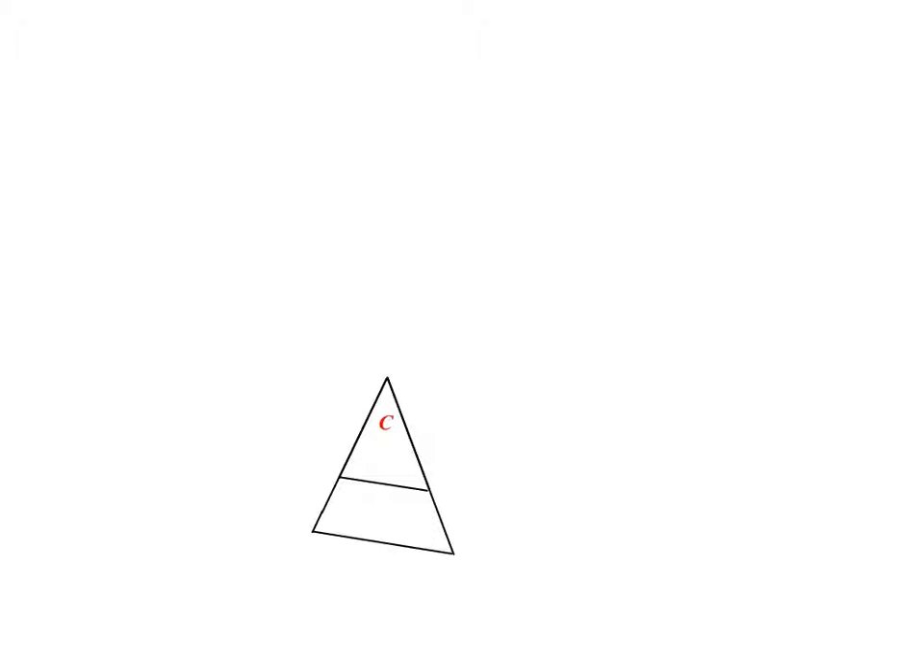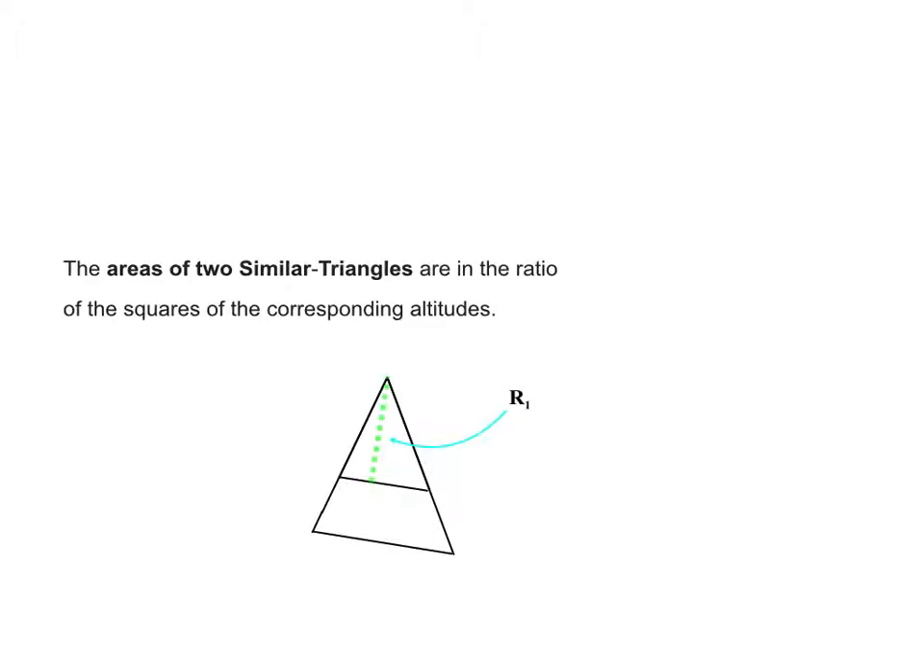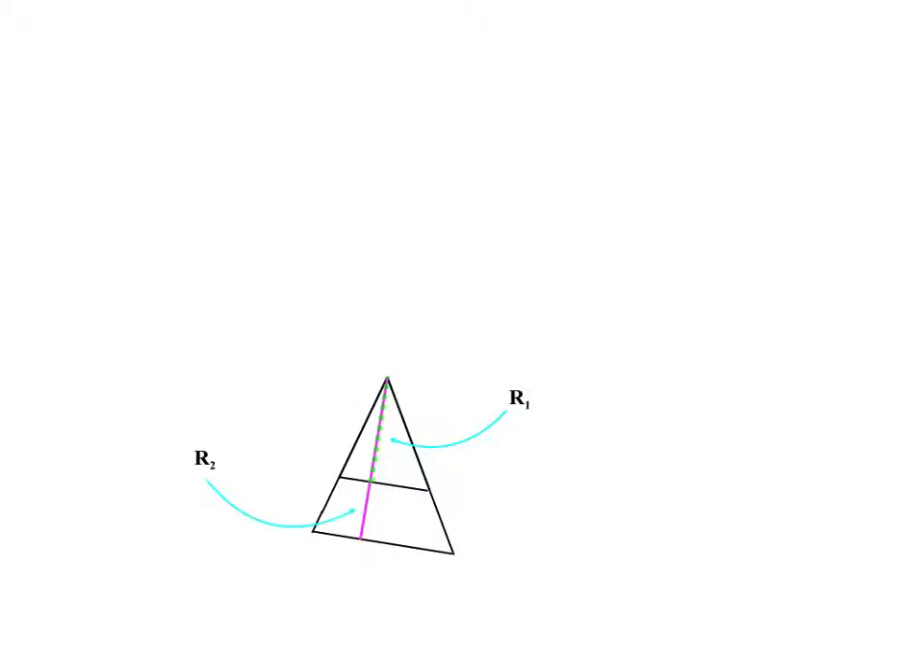Again, we are using geometry to make some approximations, but always remember that we can make the central angle smaller and smaller so that our approximations, at least we might expect, will become closer and closer to reality. It is a theorem in geometry that the areas of 2 similar triangles are in the ratio of the squares of the corresponding altitudes. Here is the altitude of the smaller triangle, R1. Altitude of the larger triangle, R2.